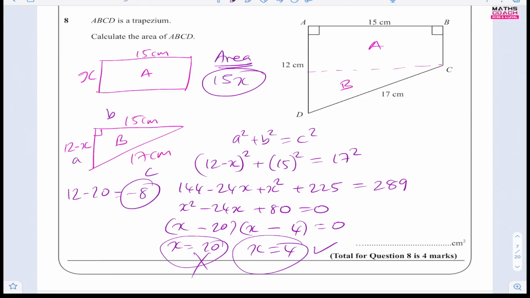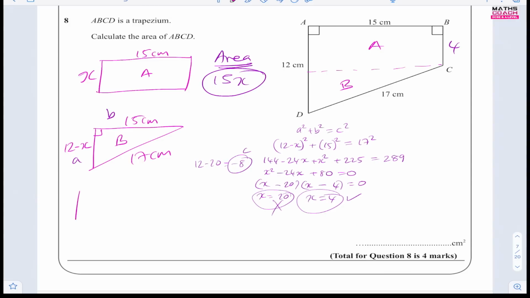Now that we know the value of x is 4, we can go ahead and calculate the full area. We can do this in one of two ways. We can either find the area of the rectangle and add it to the area of the triangle, or we can look at the trapezium as an entire shape, because now we know the value of x here is this value of x right there, and we have the two parallel sides. So we can write x here as 4. So the whole trapezium would look like this.